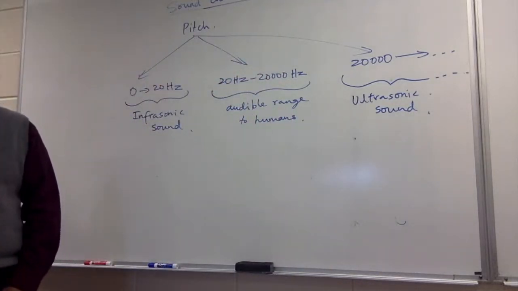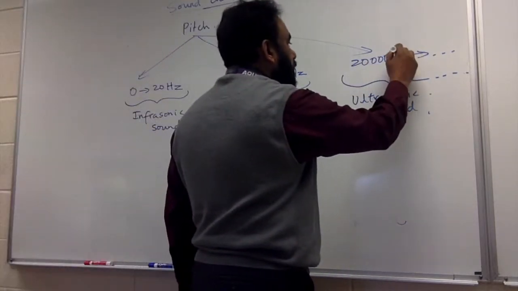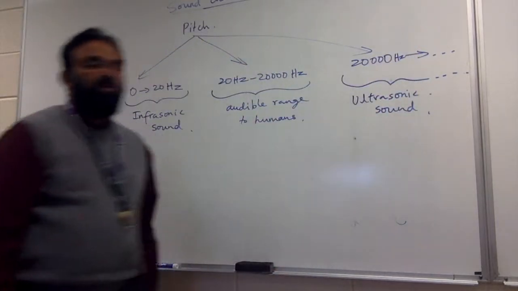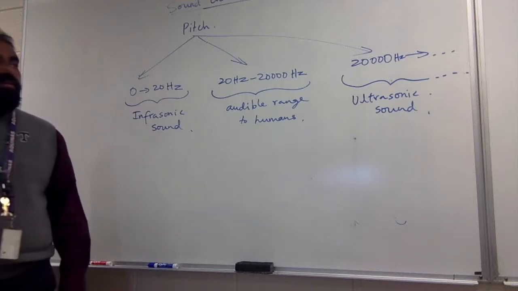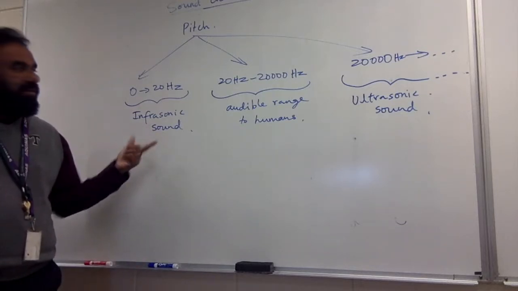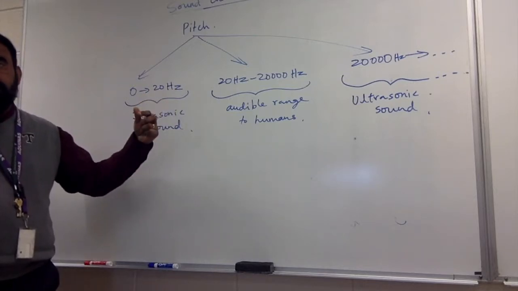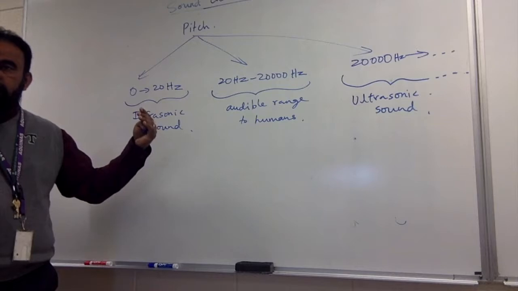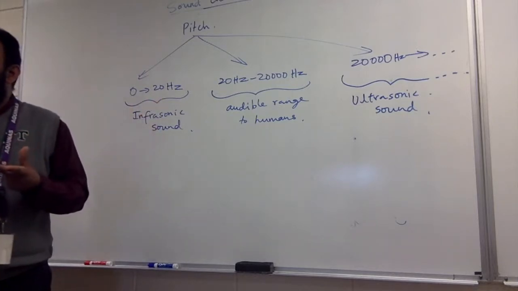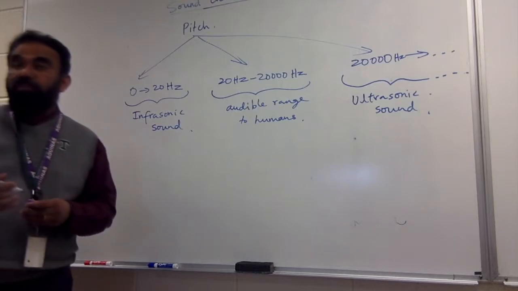Ultrasonic frequencies, 20,000 hertz and above, is called ultrasound. We are not supposed to be hearing it. Infrasonic sounds, we cannot hear it. Some animals produce this, like giraffes and elephants. They have heavier, longer vocal cords, so they can actually produce those low frequency sounds.